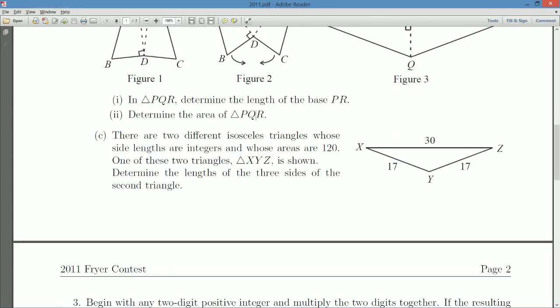Now C. There are two different isosceles triangles whose side lengths are integers and whose areas are 120. One of these two triangles is XYZ as shown. Determine the length of the three sides of the second triangle.